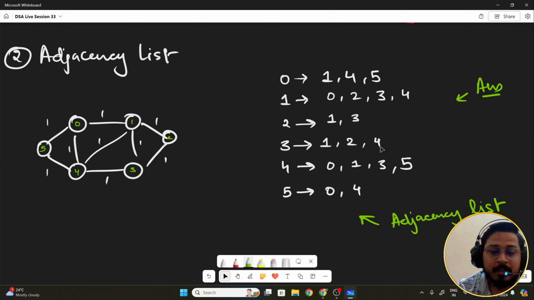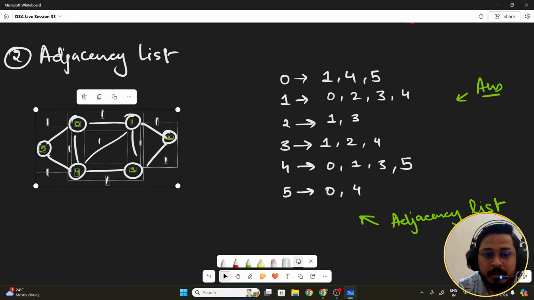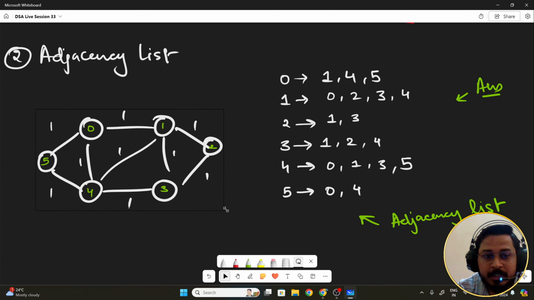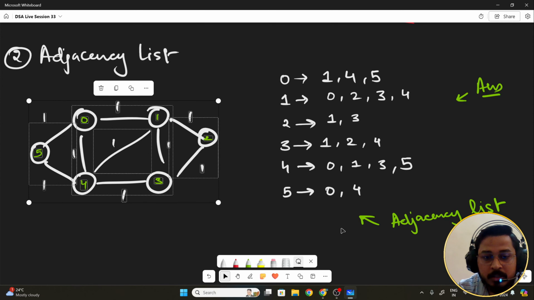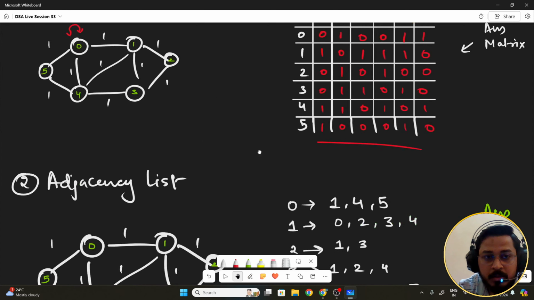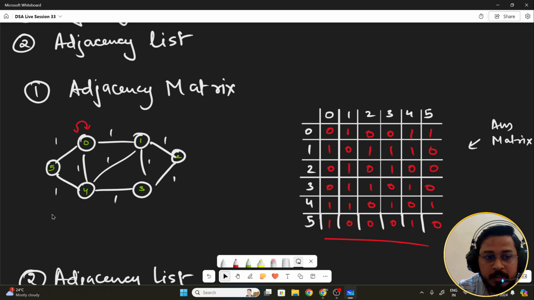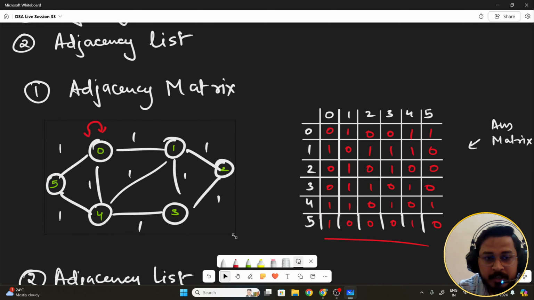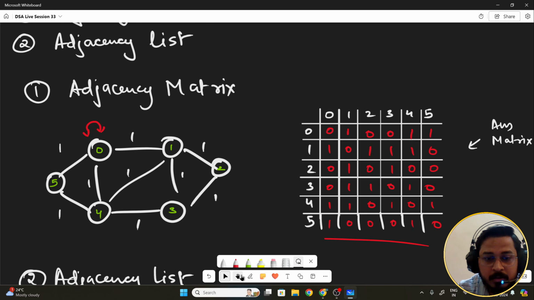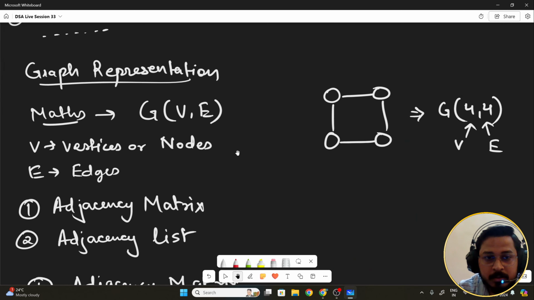Well, we have understood this now that this is a graph and a graph can be represented in many different ways. First of all, we have understood the mathematical way. The mathematical way was this one, correct? This one was our mathematical way.